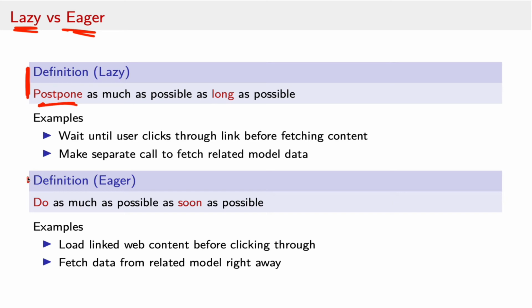And that's in contrast to eager behavior, which is where we're trying to do as much as possible as soon as we can in order to have access to whatever data that we might need immediately. And some examples of this might help clarify that.